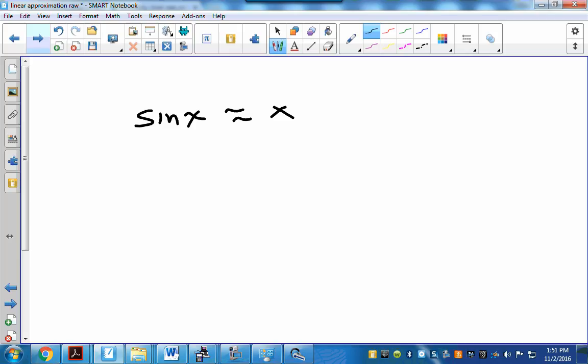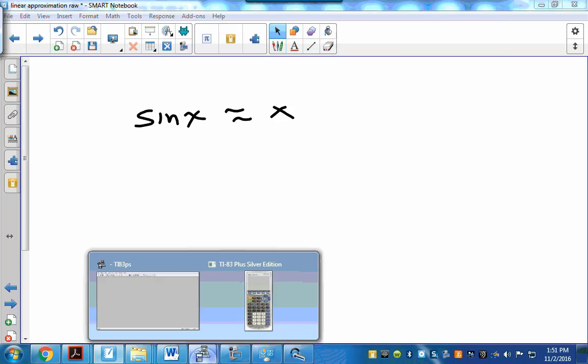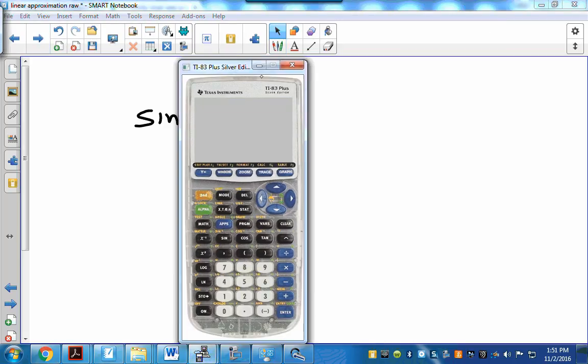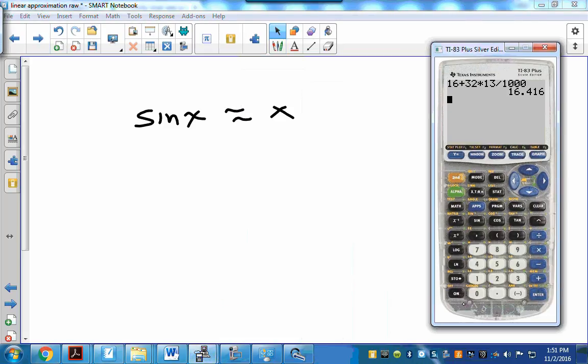Well, let me just show you. Let me pick a number. How about the sine of, I don't know, 0.0157? And that works out to be 0.015699. Aren't those pretty close? Yeah, they really are. It's like the sine of x is about the same as x.